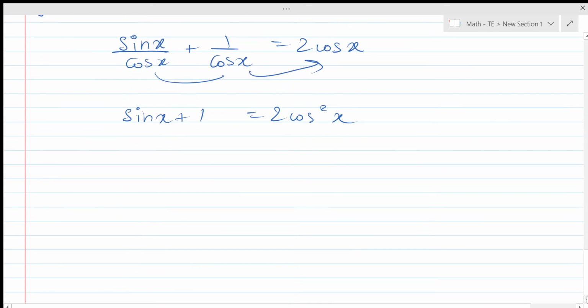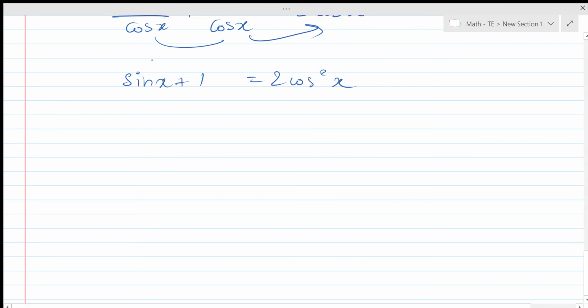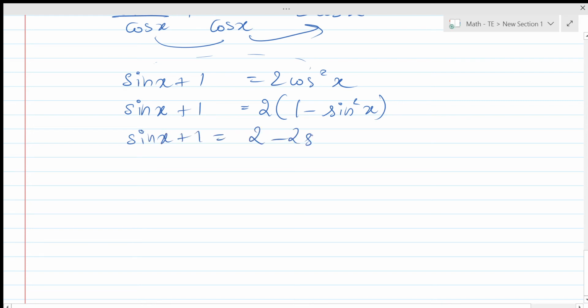Now, to make it a quadratic, we need to have something in common. So let's convert this cos square x into sine x, because that's barely simple. So 2 times you can write this as 1 minus sine square x, because sine square x plus cos square x is equal to 1. So cos square x is equal to 1 minus sine square x. I hope you know what this means. So sine x plus 1 is equal to 2 minus 2 sine square x.